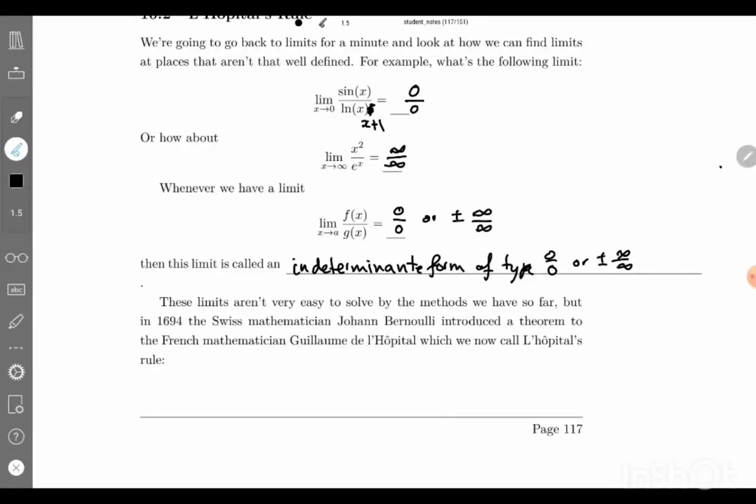And so back in 1694, a Swiss mathematician, Johann Bernoulli, introduced a theorem that helps solve these. And basically he introduced the theorem to a French mathematician whose name was Guillaume de L'Hopital. L'Hôpital basically means of the hospital. So for whatever reason, he probably worked in some hospital circumstance, right? And he actually sold the theorem to them. So L'Hopital bought this theorem from Bernoulli. So this theorem was therefore named after L'Hopital. So he paid the rights to have this theorem.